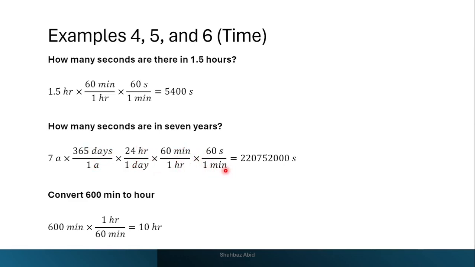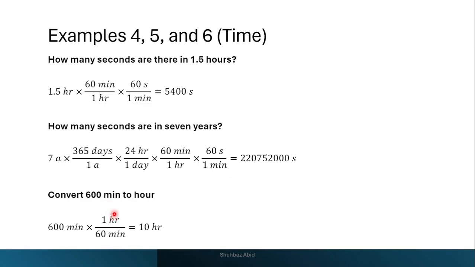All of the given units are going to be cancelled out, and again these units are going to cancel out, and we are going to get the final answer in seconds, which is this much bigger number. So 7 years has this many seconds.